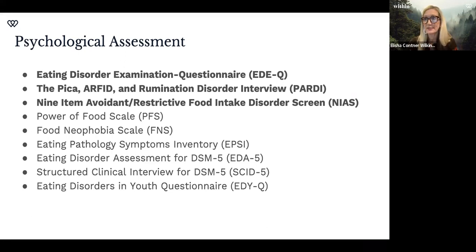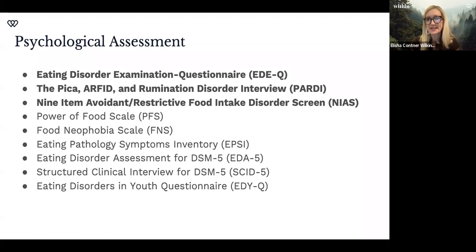So for instance, the PARDI has 4 versions. There are 2 versions for parents and caregivers based on the client's age. There's also a version for children ages 8 to 13. And then there's also a version for adolescents and adults ages 14 and up. So this assessment not only assesses for ARFID, but it also looks at the severity across the 3 subtypes as well. And this is really helpful for us when it comes to identifying treatment targets.